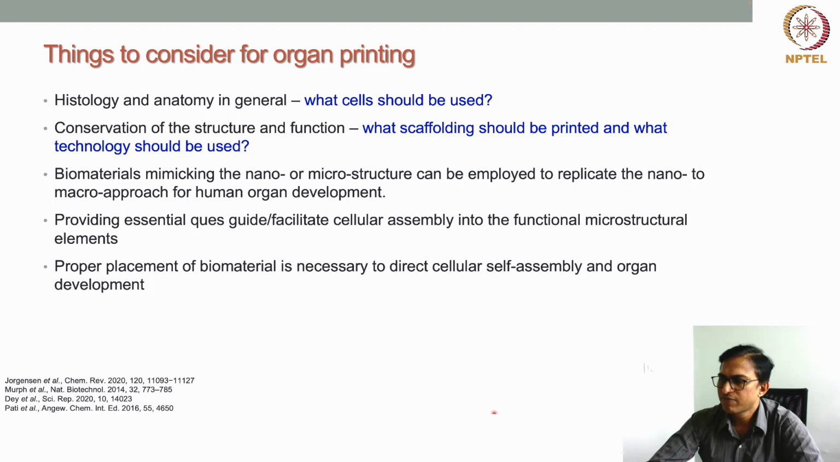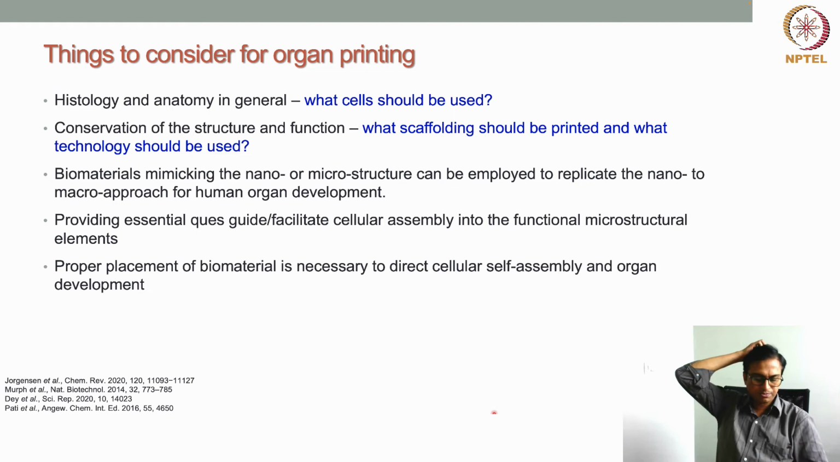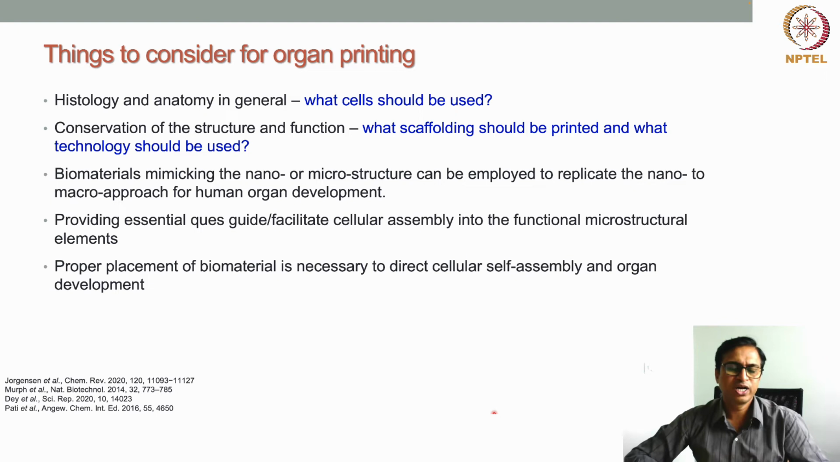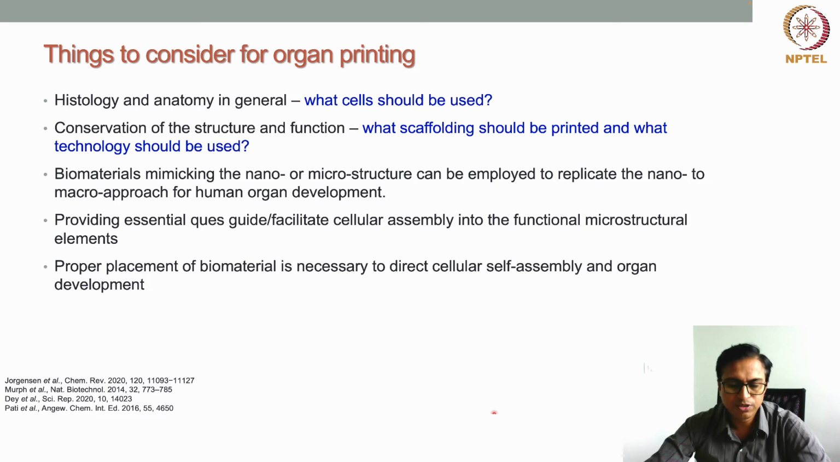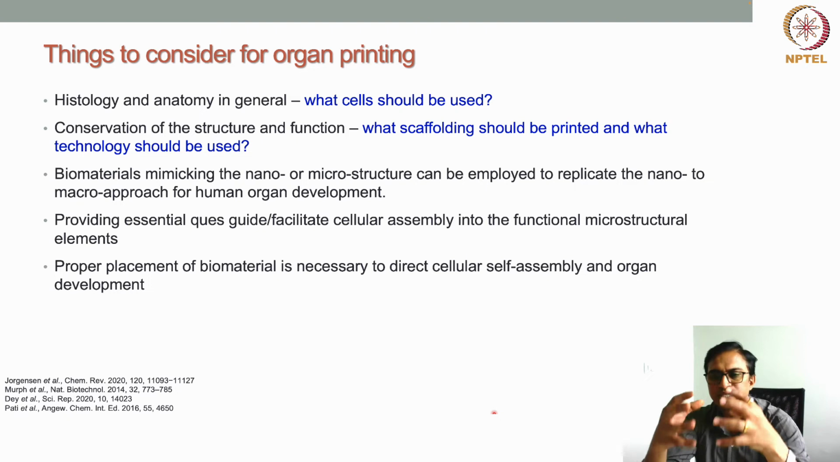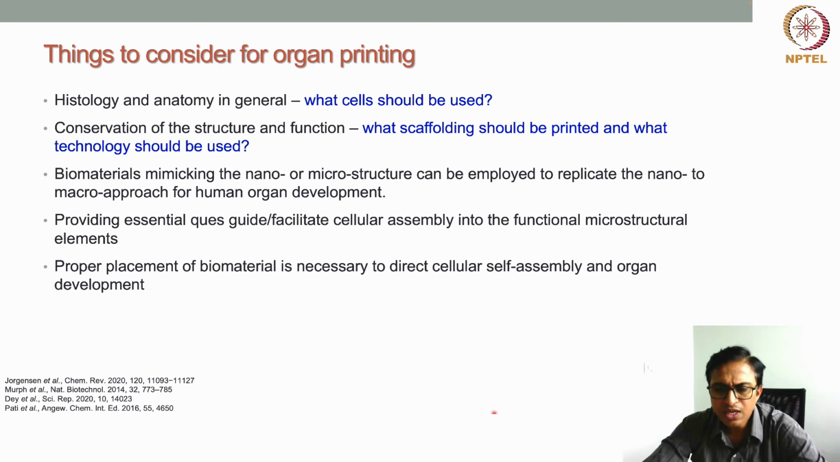In certain cases, the bioprinting strategy can guide the cellular assembly, for example in inkjet printing or laser-assisted bioprinting. If we print the cells in a certain pattern where they are close to each other, suppose creating a spherical pattern, then what will happen? The cells can sense the presence of other cells nearby, assemble with each other, and produce functional microstructural element units that can help in tissue building.